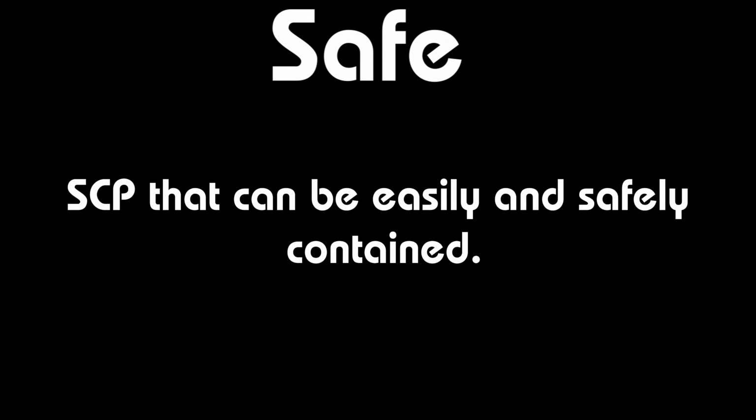Firstly, you will need to know the object classes for these anomalies. There are 3 official primary classes. First one is safe. Safe anomalies are SCP that are easily and safely contained. So if you have a box and you put the SCP inside of it and it doesn't do anything, it's considered safe. It doesn't matter if it makes the entire world explode if it escapes. If it's easy to contain, it's safe.